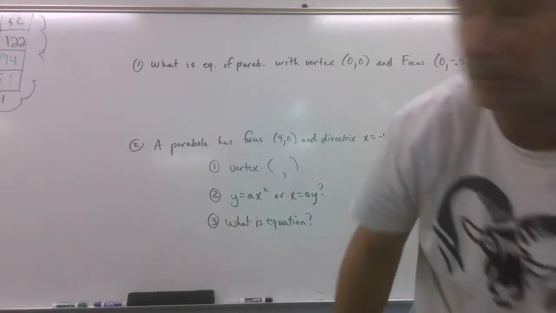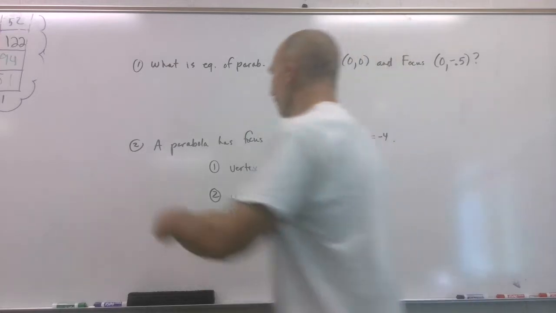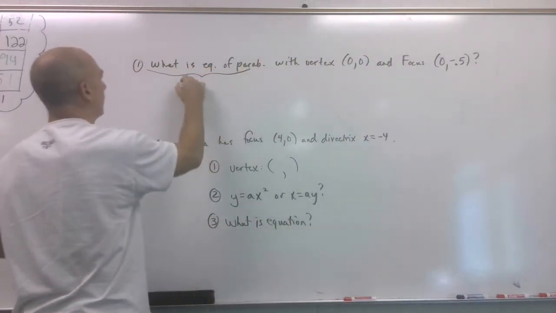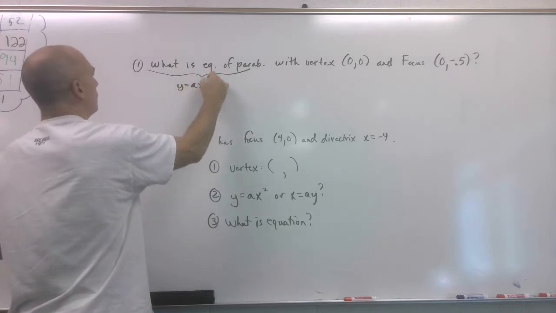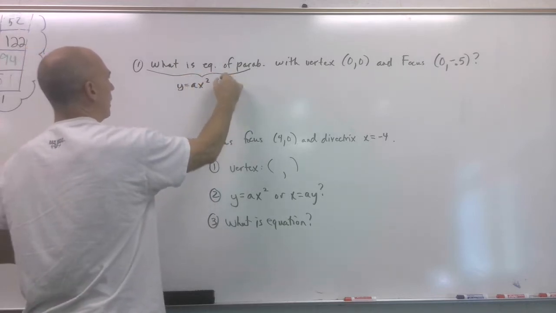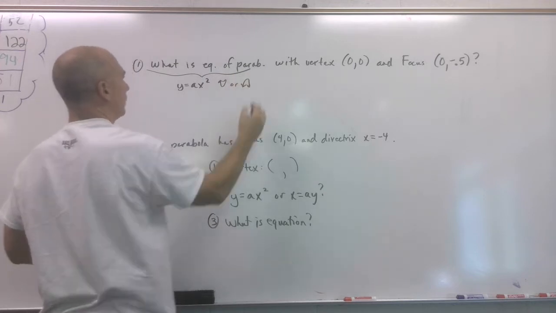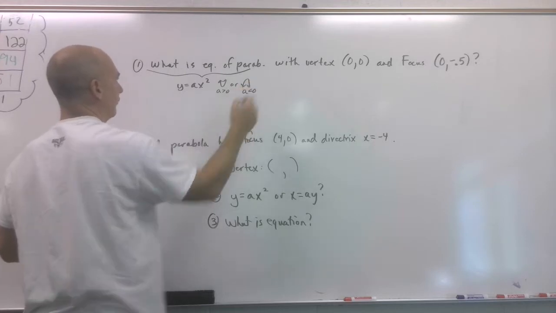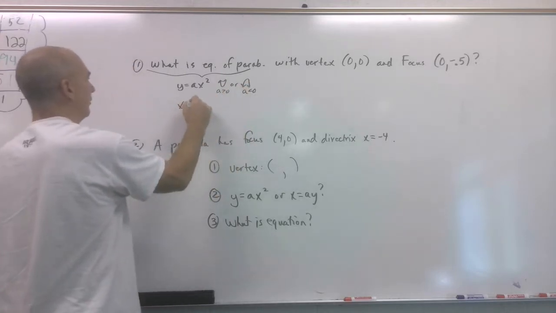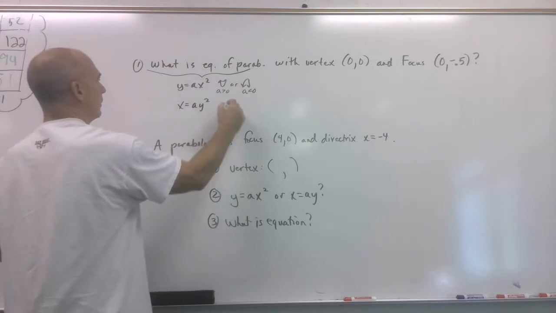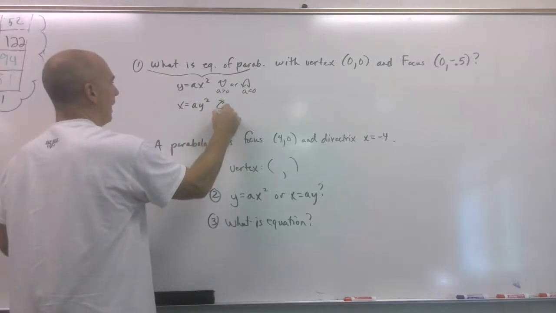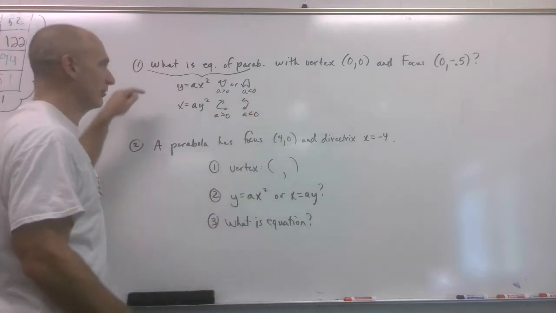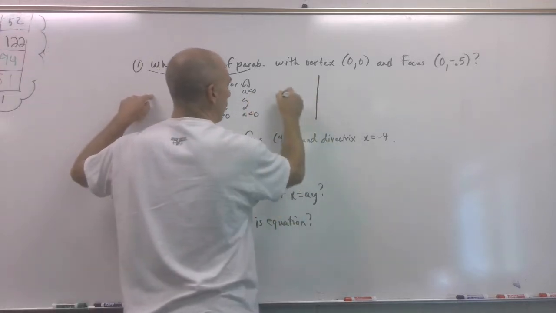9-1 practice problems. Parabolas. What is the equation? So we can stop right there. We have to know if it's y equals ax squared, which is going to be up or down. Remember, this is if a is positive, this is if a is negative. Or is it x equals ay squared, to the right if a is positive, to the left if a is negative. All right, with that being said, let's get our picture drawn here.